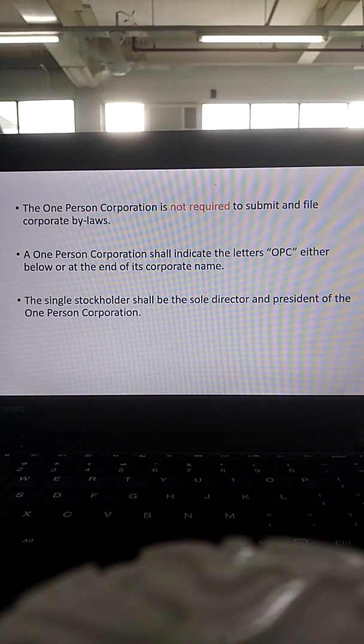Okay? Now, third, the single stockholder shall be the sole director and president of the one-person corporation. Wow! So if you want to become a president of a corporation, then create your own corporation, a one-person corporation. So that will fulfill your dream if you want to become a president of a particular corporation.